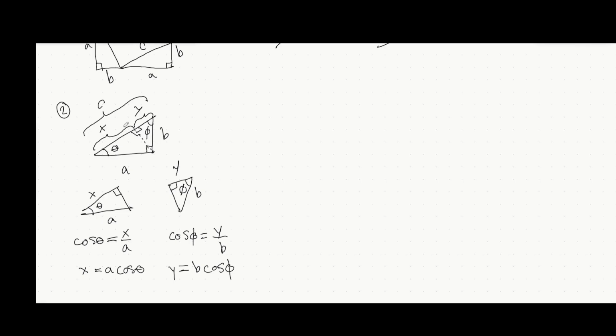Okay, so if we want to find c, it's just a cosine theta plus b cosine phi. Well, okay, the step before that is c equals x plus y, and then we just found what x and y were. So, well, we just need to simplify this. How can we describe cosine theta and cosine phi in terms of what we know? In other words, not in terms of the angles.